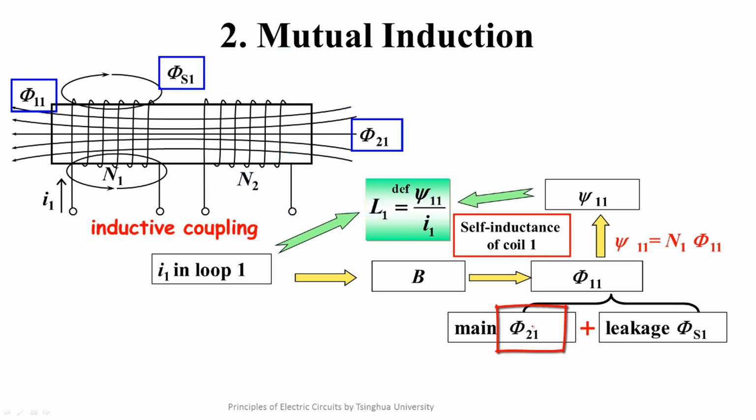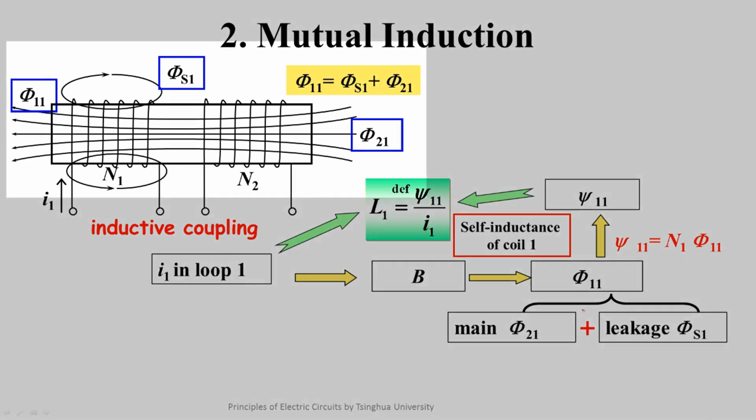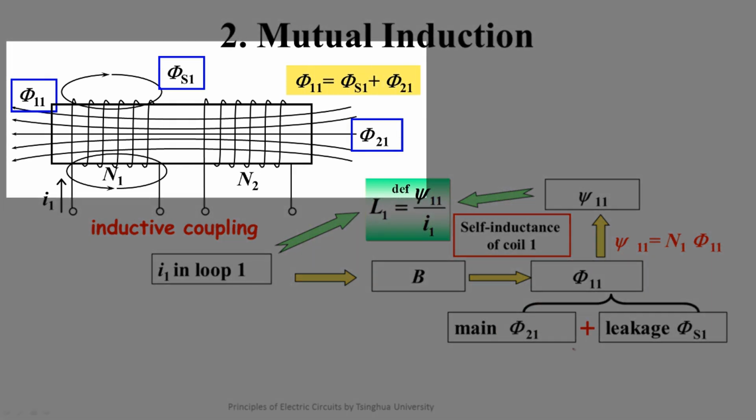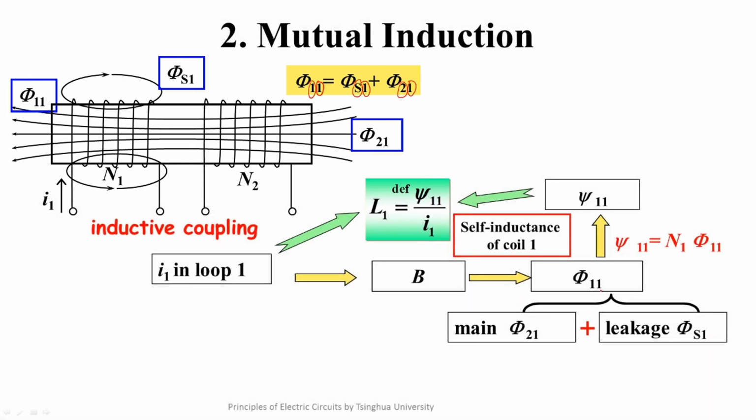Now we can discuss the meaning of the double subscript. Here phi21 refers to the magnetic flux generated by coil 1 that passes through the section area of coil 2. Knowing the meaning of the subscript, we can know that the magnetic flux produced by coil 1 and passing through its own section area is the sum of the magnetic flux generated by coil 1 and through the section area of coil 2, and the magnetic flux generated by coil 1 and not through the section area of coil 2.